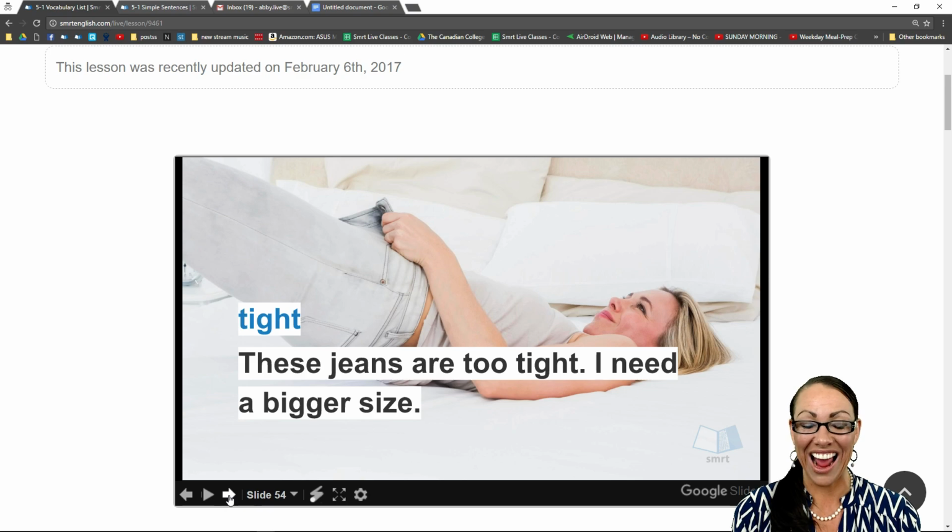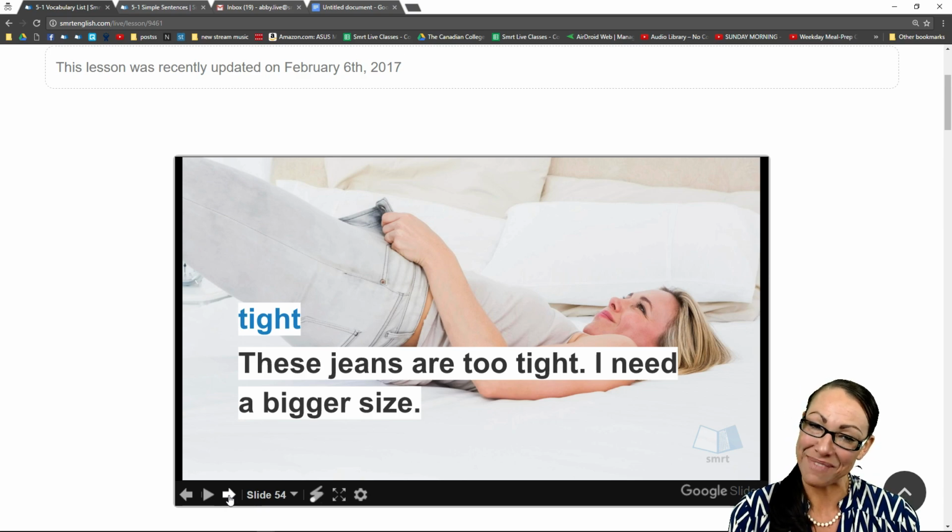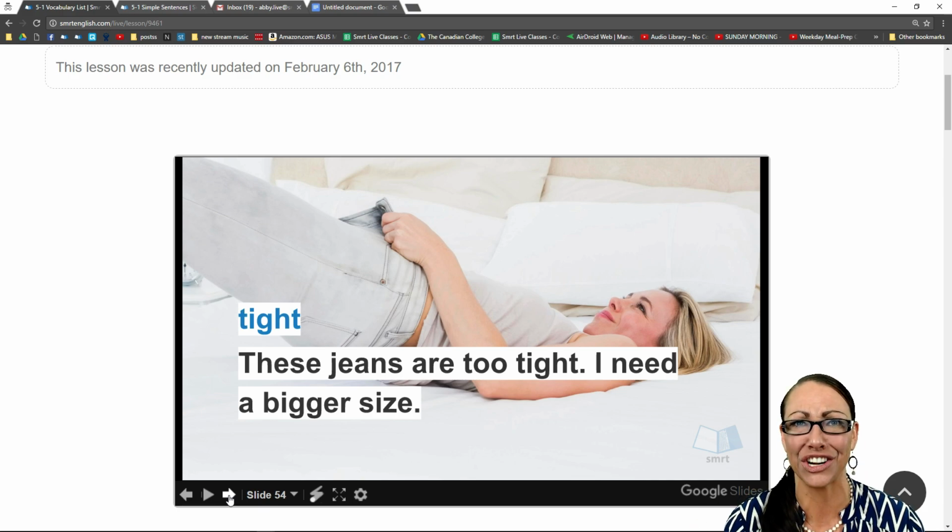So again, this picture has to make me laugh. This example has to make me laugh because I think a lot of us have thought that before. These jeans are too tight. I need a bigger size.